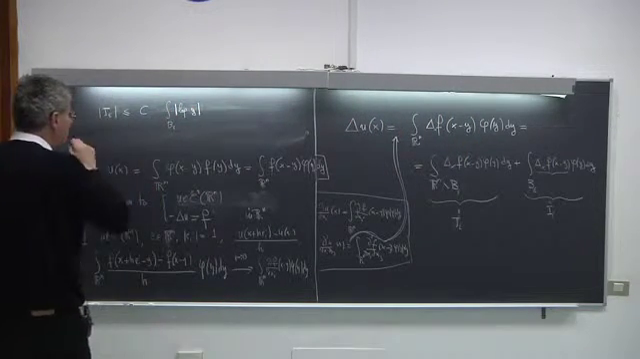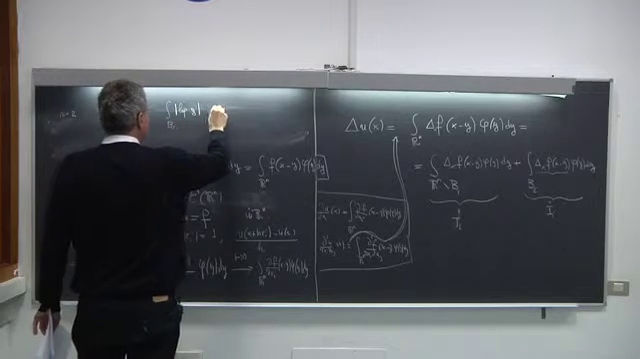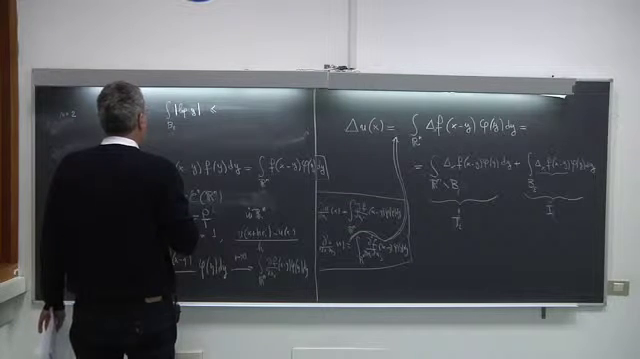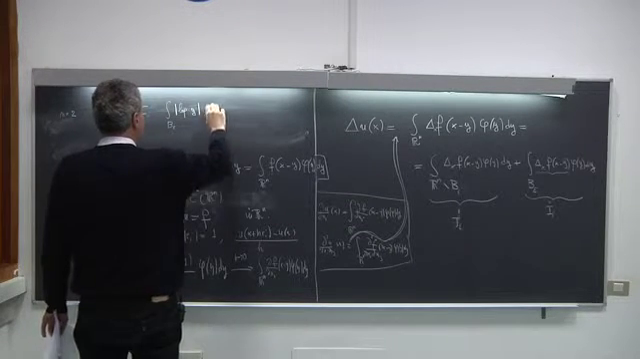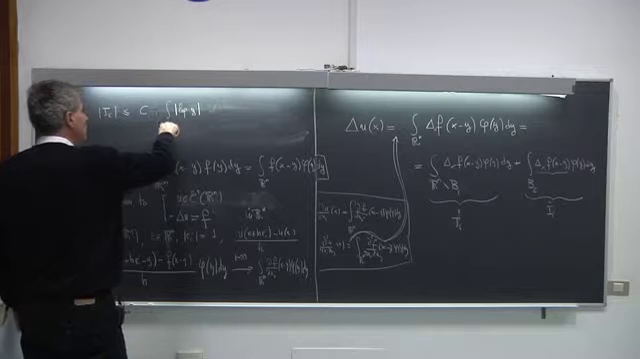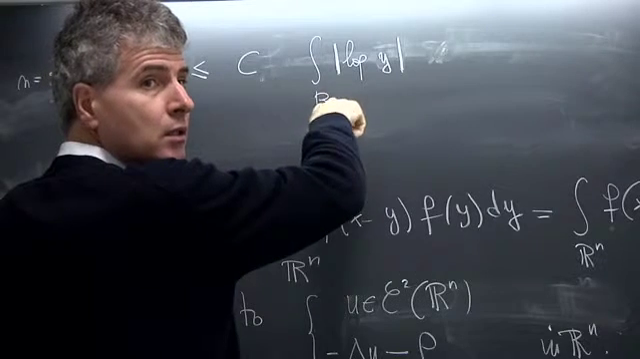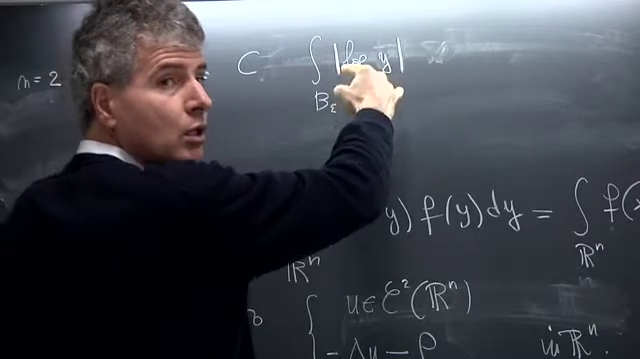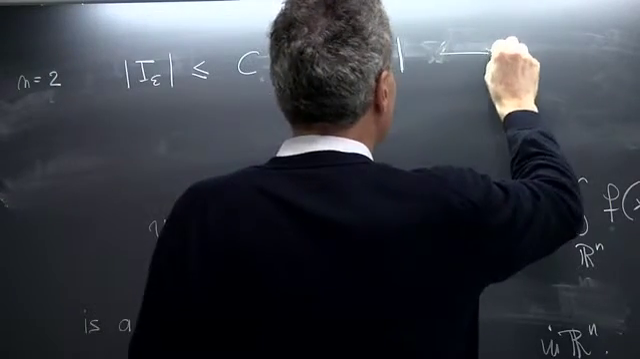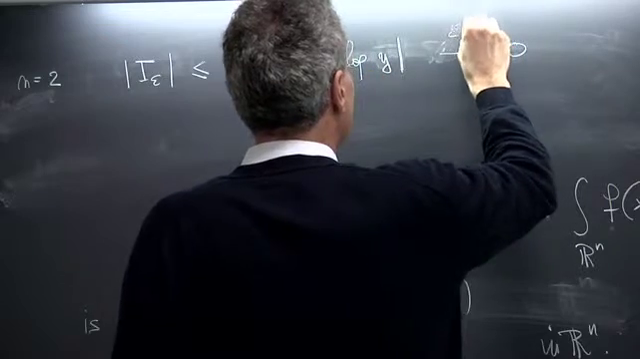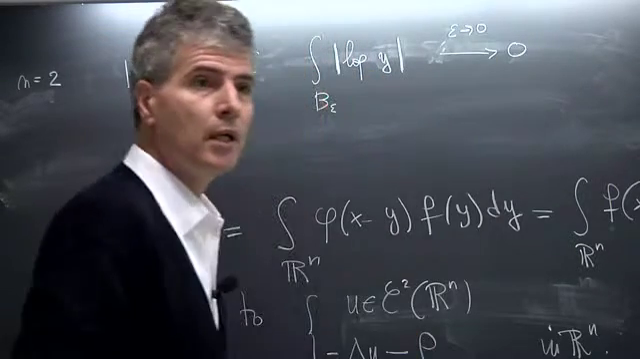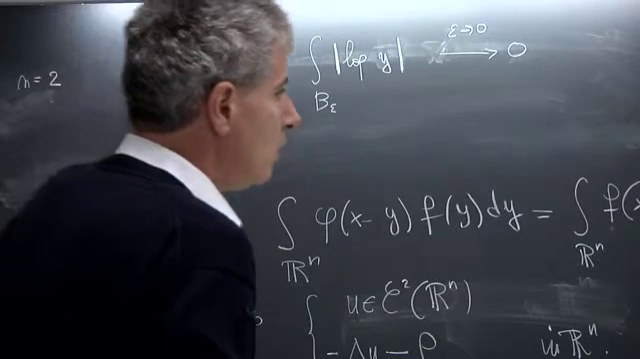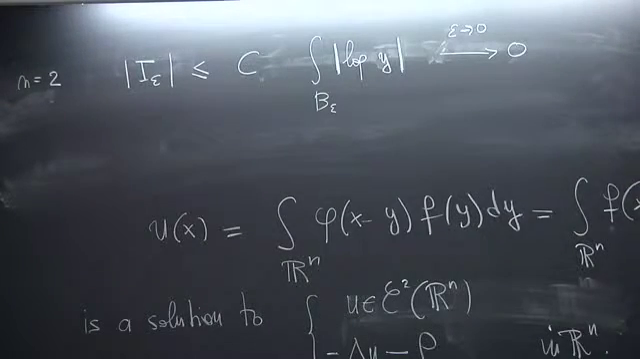And then this is less than, say, this goes as epsilon squared, because it is two-dimensional, times a log. Therefore, this goes to 0 as epsilon goes to 0. So when epsilon goes to 0, this is negligible.